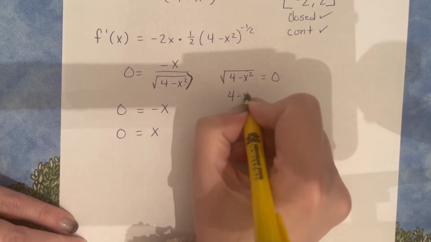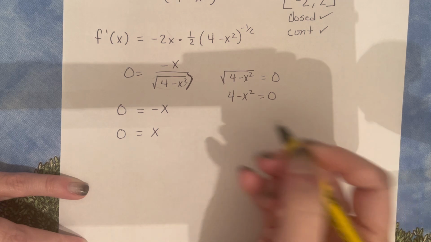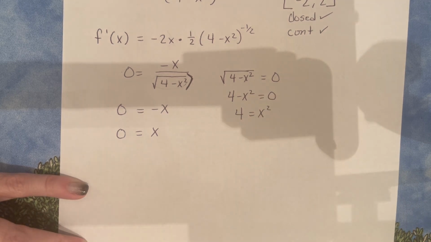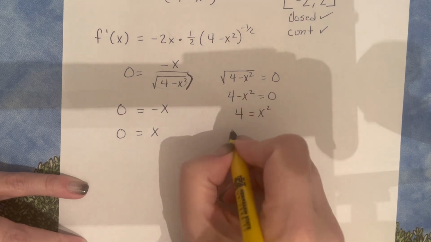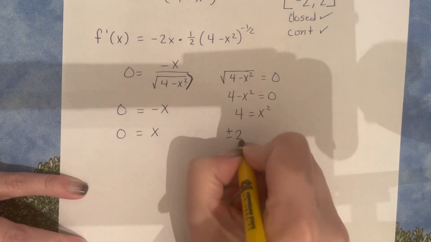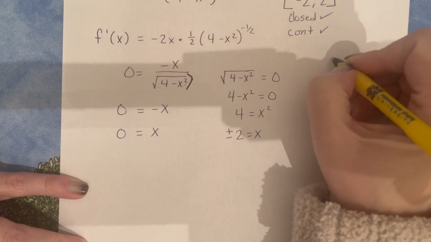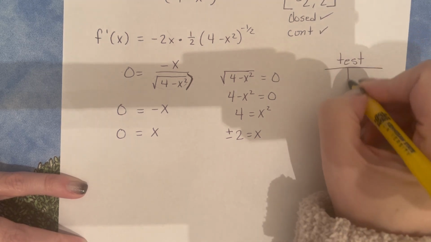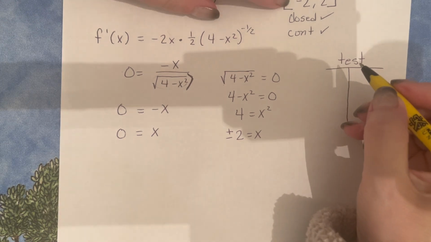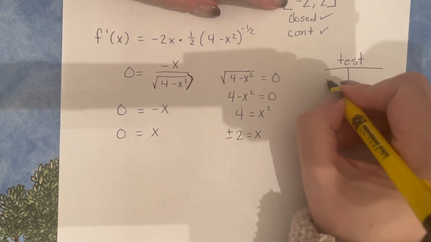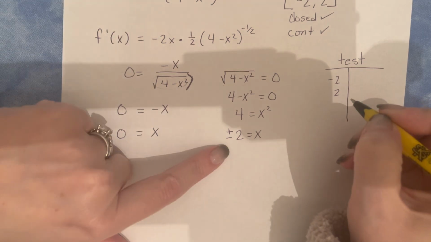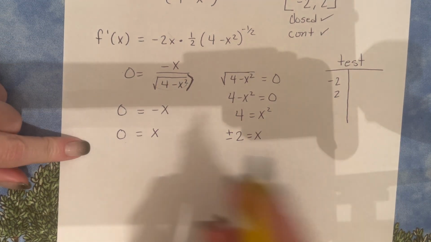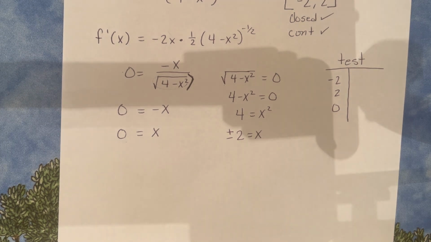The square of 0 is in fact still 0. I'm going to move the squared term to the other side because it's currently negative. Then I'm going to square root both sides, giving me plus or minus 2 equals x. So as far as my test goes, I have to test my closed interval endpoints, which also happen to be the answers down here. Does that always happen? No. And I also need to check my critical number of 0.